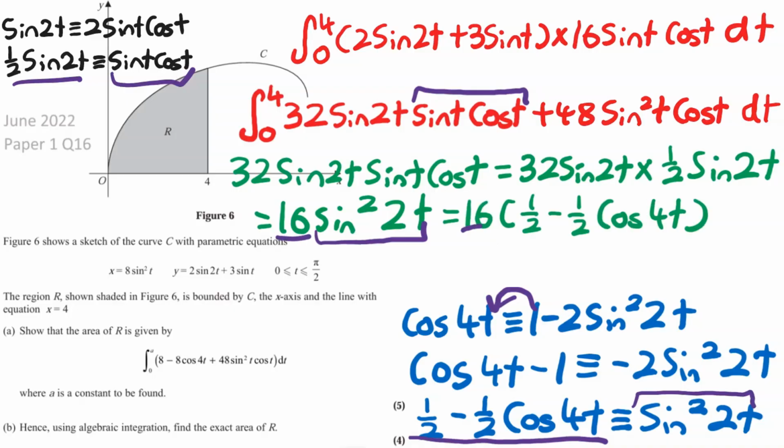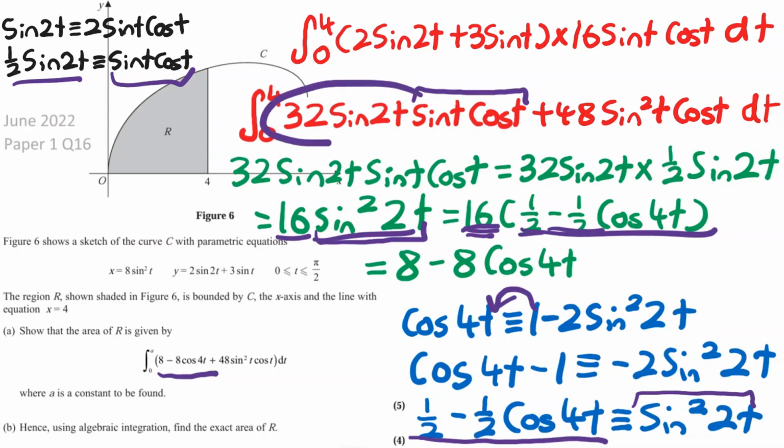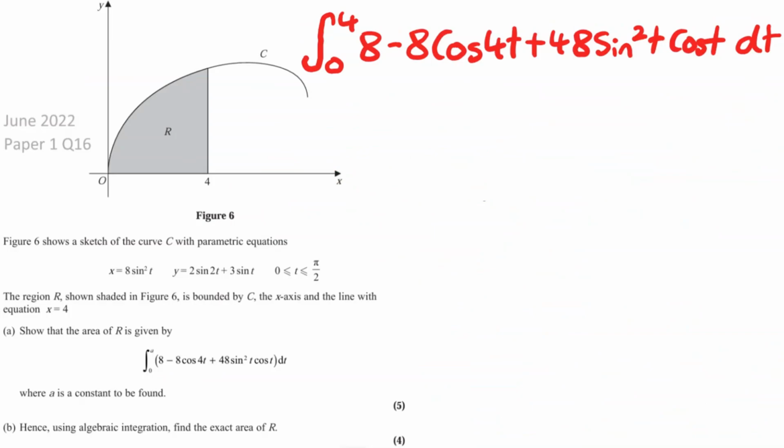So we have this 16 at the front, and then we've subbed out this here for this half minus half cos 4t. 16 times a half is 8, and 16 times a half here is also going to be 8. So this is going to be minus 8 cos 4t, like this here. You can see that this is the term that we want here, this 8 minus 8 cos 4t. So this is what we can sub in for this here. Okay, so we have the correct function inside the integral.